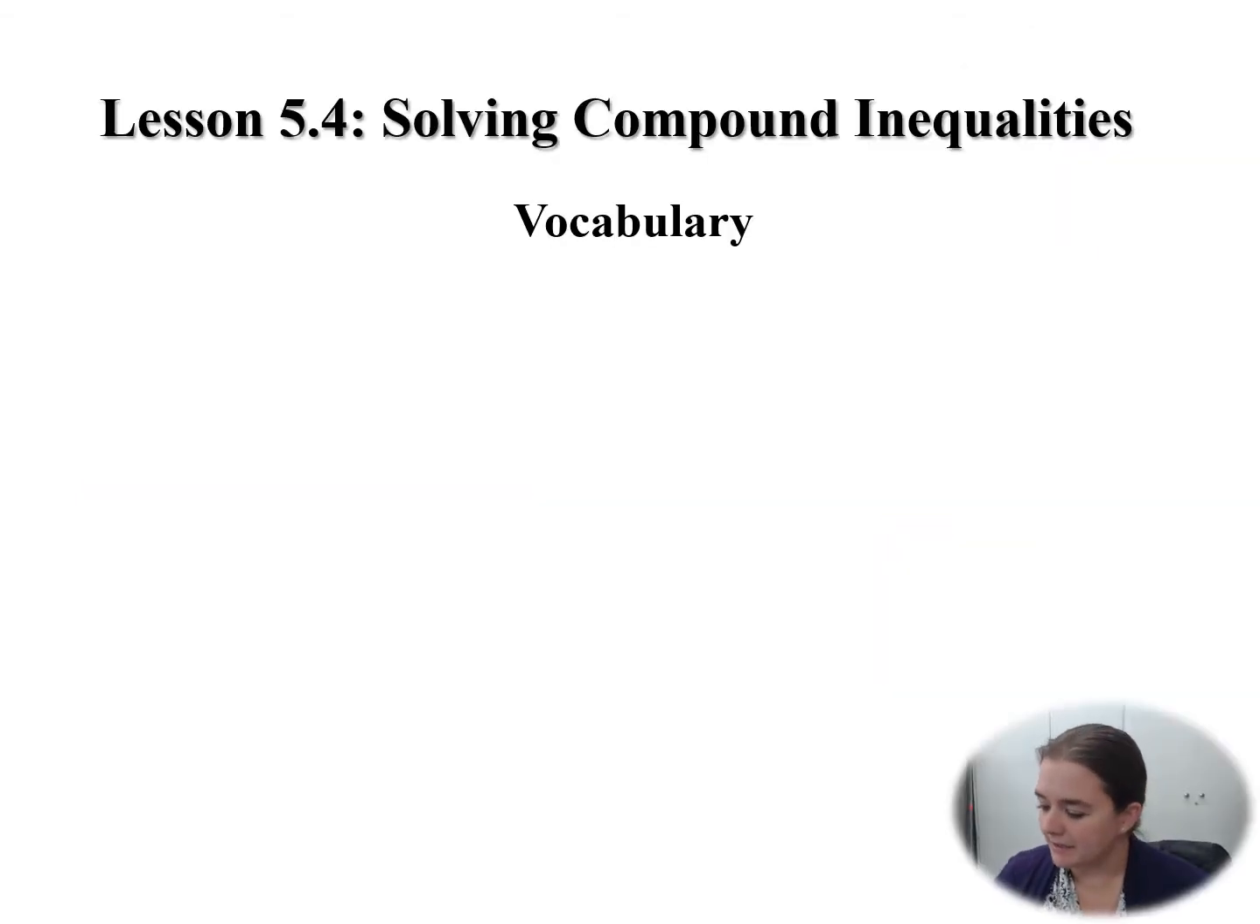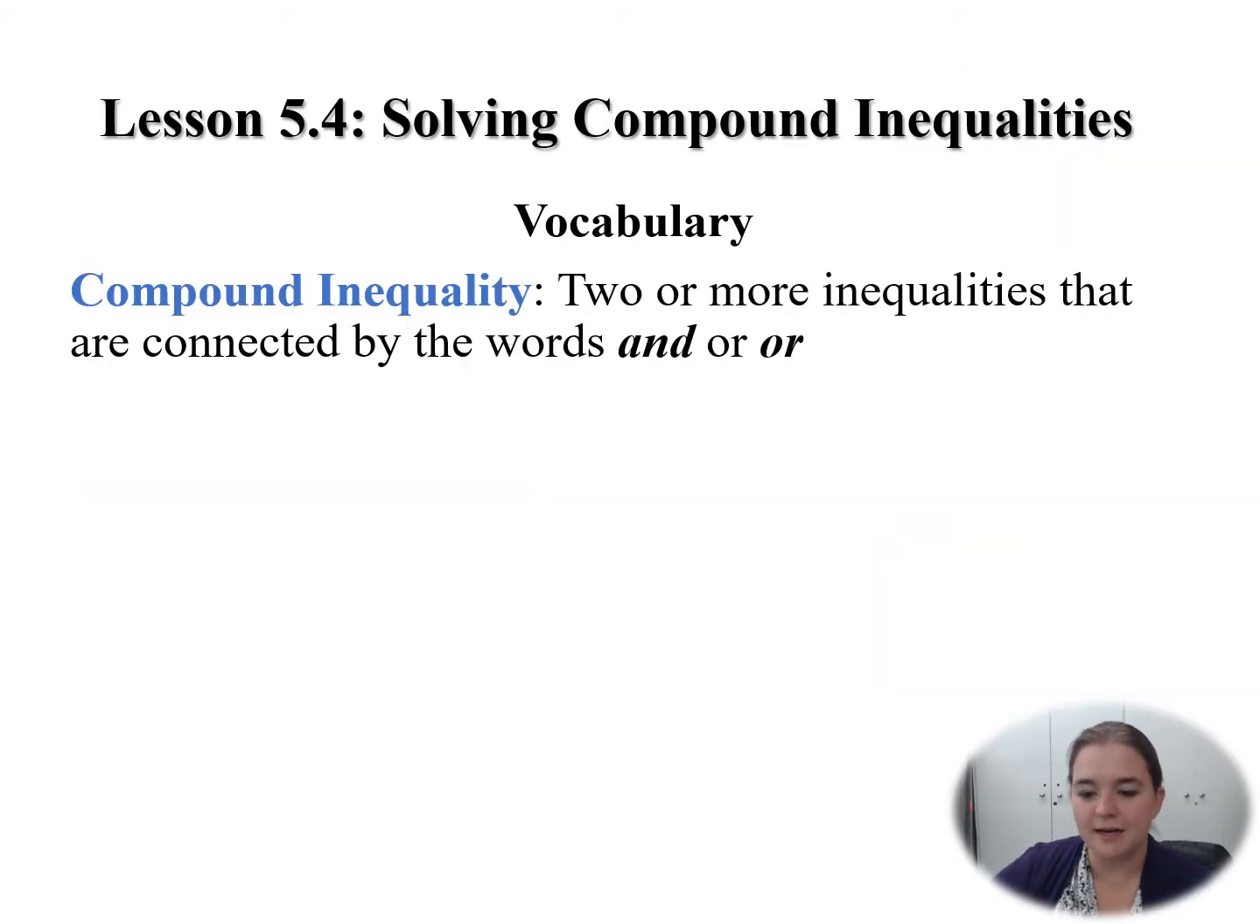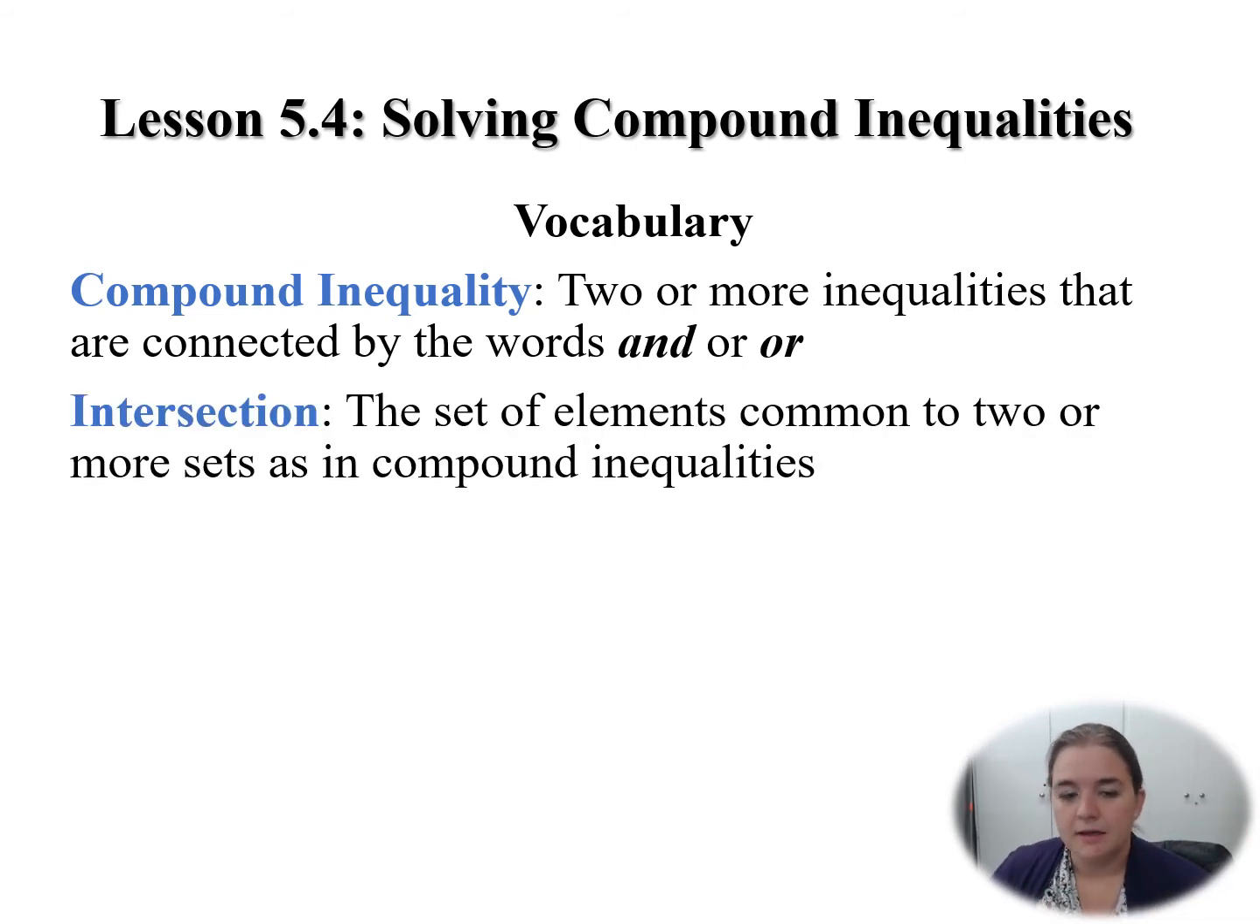So the big idea here, the first vocab term, is the idea of a compound inequality. A compound inequality is two or more inequalities that are connected by the words and or. So we're connecting ideas now, and this does apply to real-world situations. You'll have a chance to practice with some real-life situations on the homework. We can have two possible options for our solution sets.